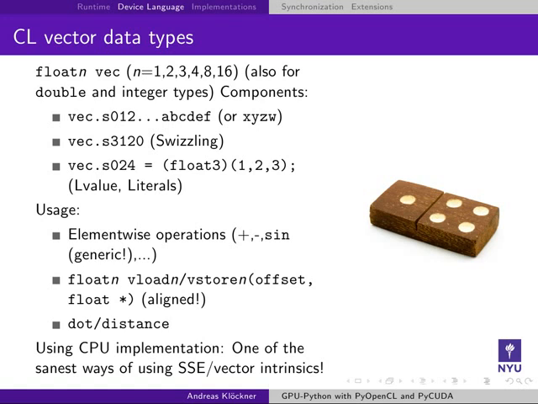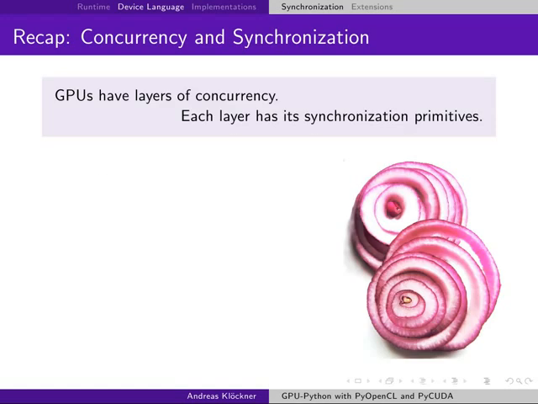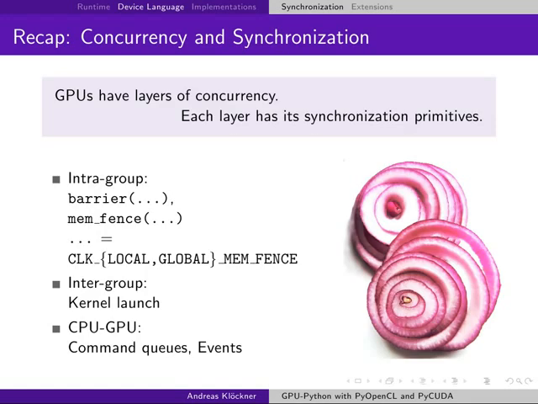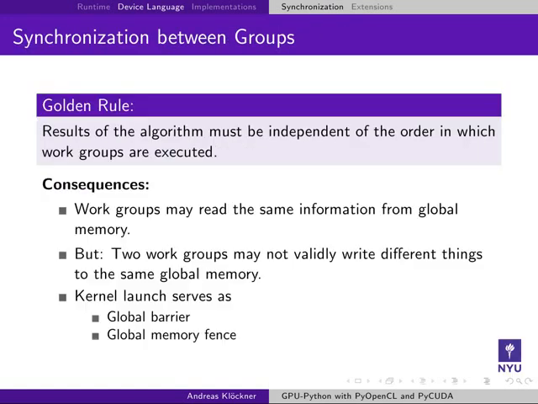Okay. Anyway, I'm sort of running out of time, so I'll breeze past synchronization. We've seen that between host and device there are command queues and events to synchronize. Between work groups, you synchronize by kernel launches, and then within a kernel, you can have barriers and memory fences. As a golden rule, which you learn elsewhere, the results of an algorithm must be independent of the order in which the work groups run. Just think about that.